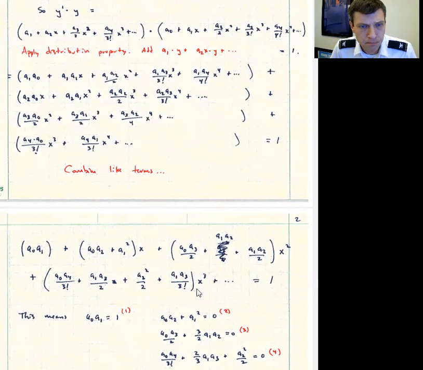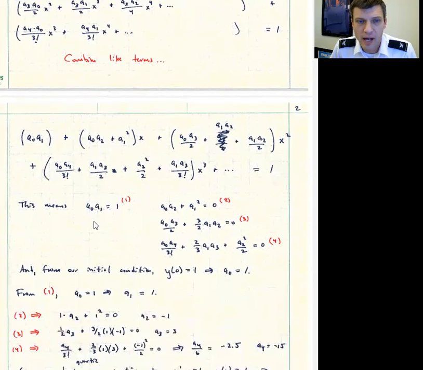And all this is supposed to be equal to 1. Well, if that equals 1, this is a constant, so therefore this constant must be 1. And then there's no x stuff, there's no x squared stuff, there's no x cubed stuff over here, so this coefficient must be 0, this coefficient must be 0, this coefficient must be 0. So I have a naught a1 is 1, and then all these other coefficients add up to 0.